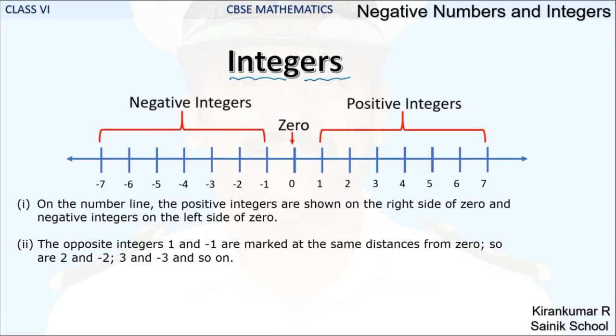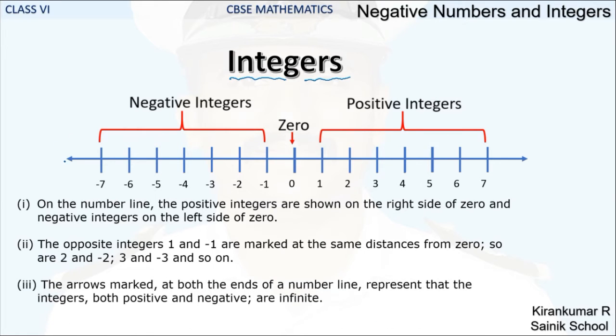The arrows marked at both ends of the number line represent that the integers, both positive and negative, are infinite. Here we have negative numbers continued as minus 8, minus 9, and so on and so forth. And towards the right hand side, we have 8, 9, 10, and so on. So the set of integers is infinite, meaning they are uncountable.